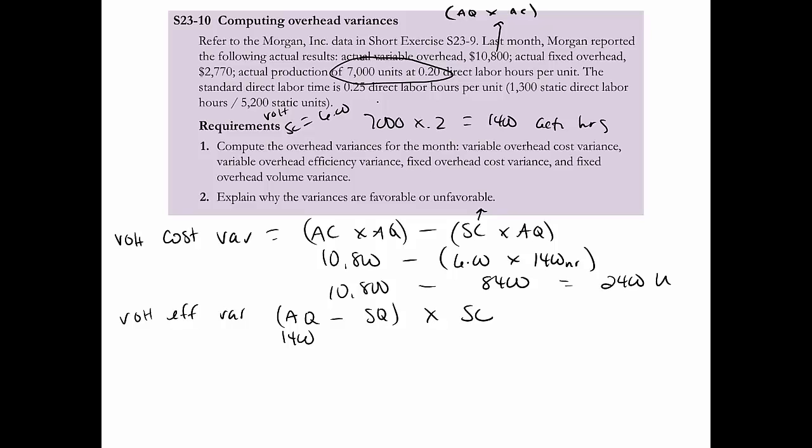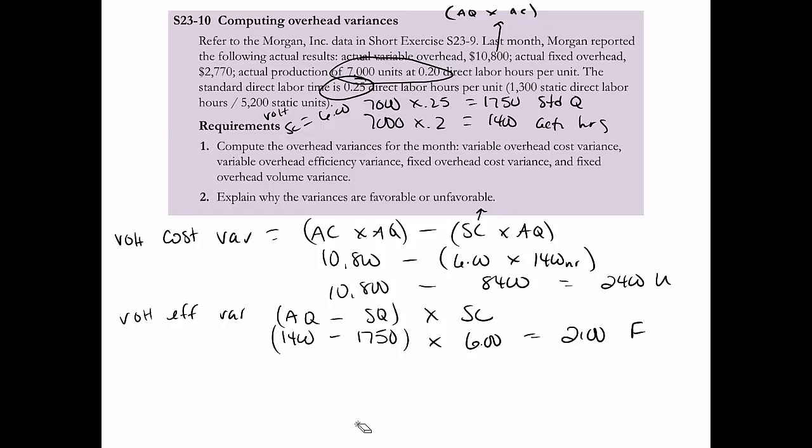So 1,400, the standard quantity for actual production here. So I made 7,000 units. My standard is 0.25 direct labor hours per unit. So that gives us 1,750 as my standard quantity for 7,000 units. So what this tells us in English is that I thought to make 7,000 units it would take me 1,750 hours, but it only took me 1,400 hours. Okay, that's what that means in English. I take that times the standard cost, which is that predetermined rate, and I get 2,100, and this is favorable because I used less hours than I thought I would.